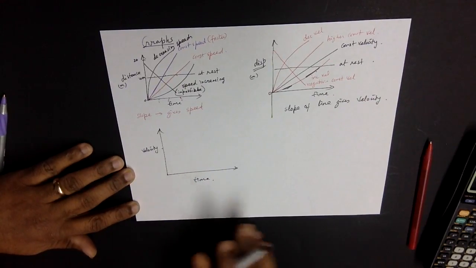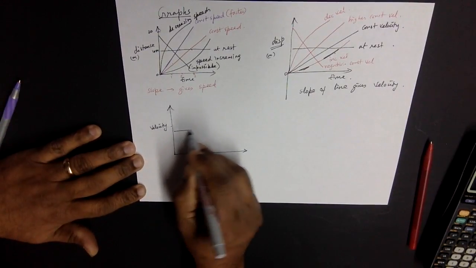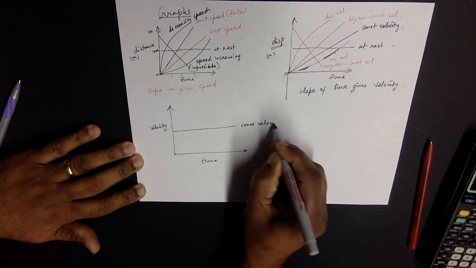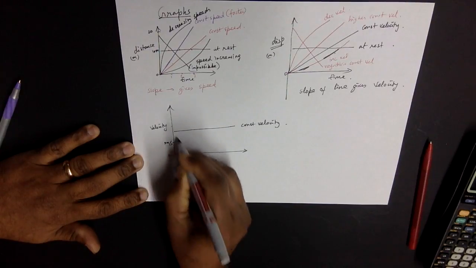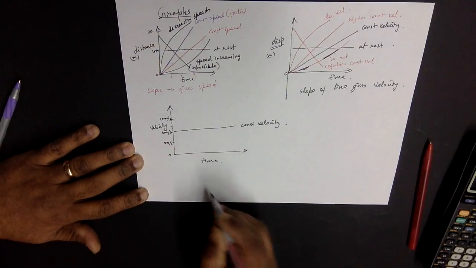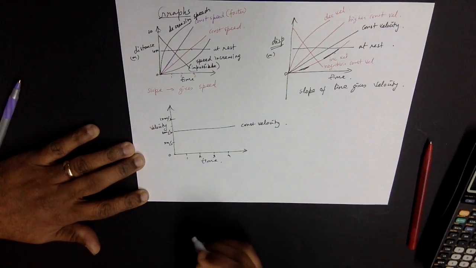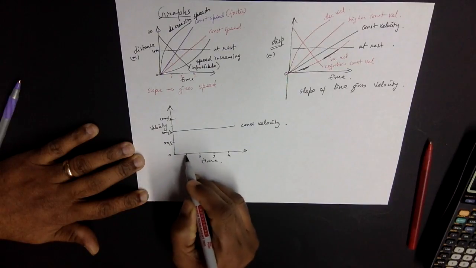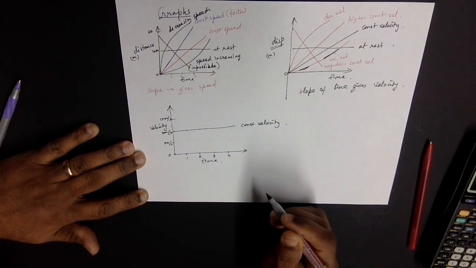Now when you have a velocity time graph, a line like this implies constant velocity, like 0, 5 meters per second, 10 meters per second, 15 meters per second, and that will be 0, 1, 2, 3, 4. So this means constant velocity. You're moving at 10 meters per second here, at this time also 10 meters per second, at this time also 10 meters per second. So that's a constant velocity.